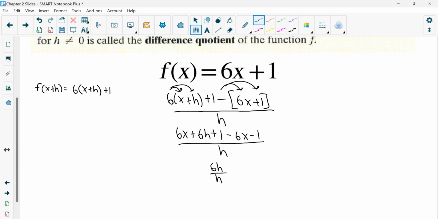What's going to happen to our h's? They cancel because they're separated by multiplication. So we're left with just 6 here. So this was a pretty straightforward one because it's a pretty straightforward function. It's a linear function. As we get into more challenging functions, it will get a little bit more challenging.